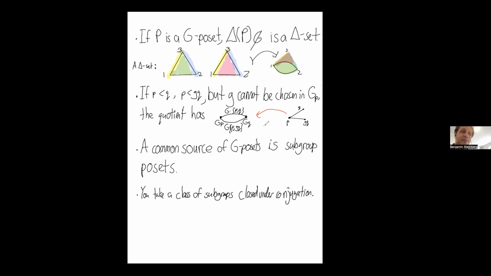And the same thing can happen with higher dimensional simplices. So you're no longer going to get that a simplex is determined by where its edges go. But still, you'll get something which is built out of gluing simplices. And that's the kind of example we're going to look at. And a standard source of G-posets is what are called subgroup posets. If you have a class of subgroups closed under conjugation, and you look at the induced order on these subgroups, then you're going to get a poset with a G action.